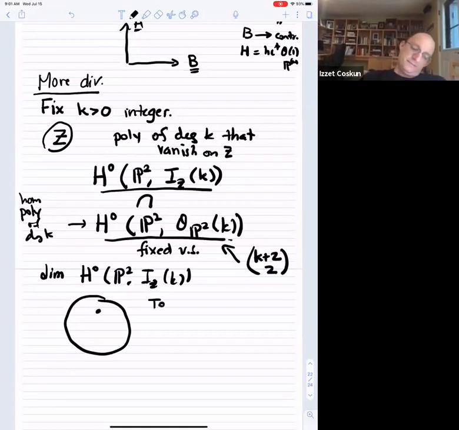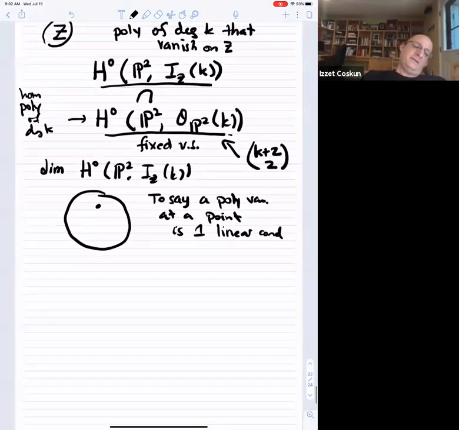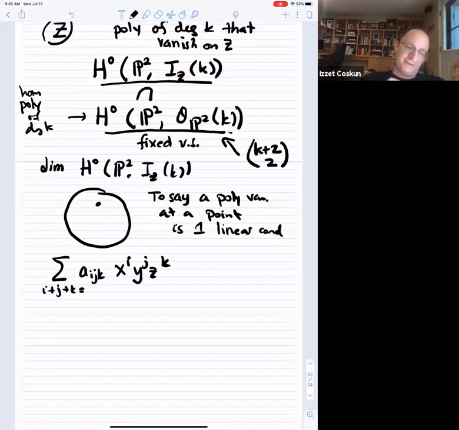To say a polynomial vanishes at a point is one linear condition. The way to think about it: suppose you have your polynomial, a_{ij} x^i y^j z^something, summed over i and j. Let me fix this. Let's call the exponent of z k minus i minus j.